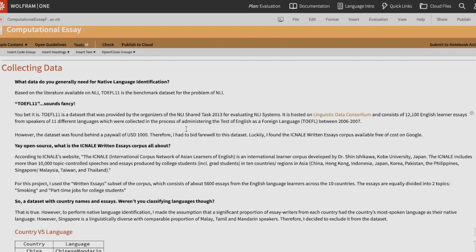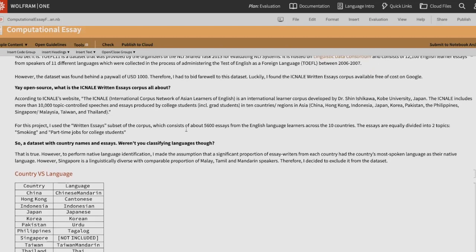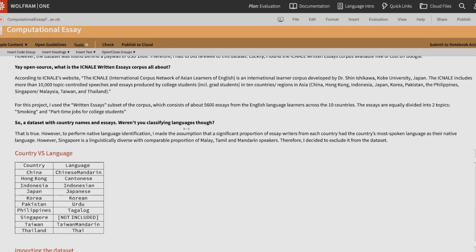However, scouring through many websites and scouring through Google, we found yet another corpus, and that is the ICNALE. And this basically consists of English texts written by students from 10 countries. Mind you, 10 countries in Asia, and those countries are highlighted over here.